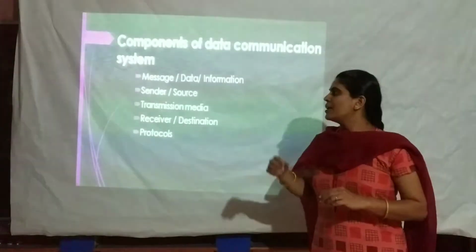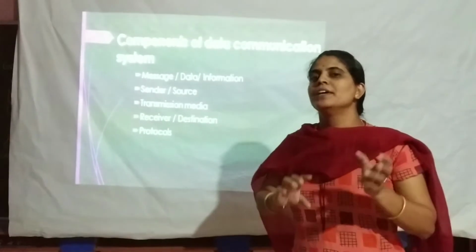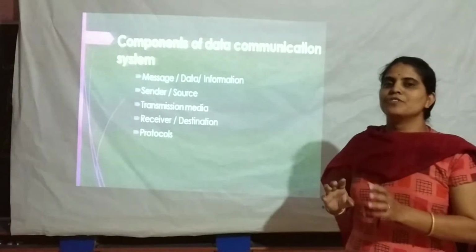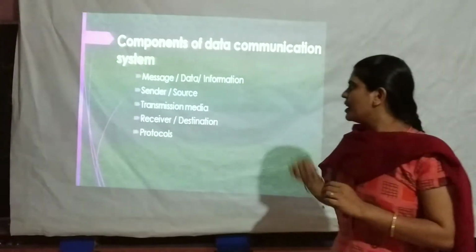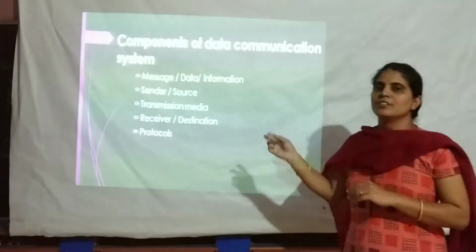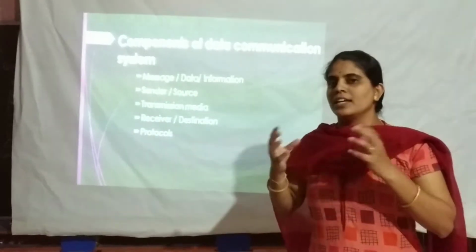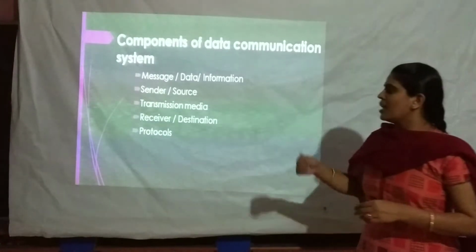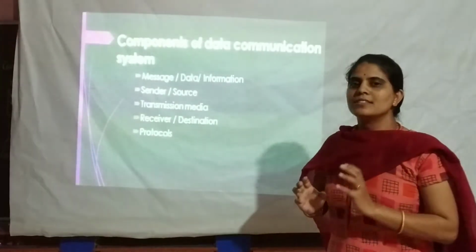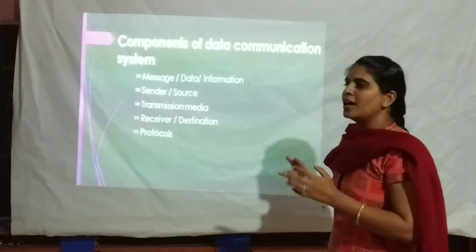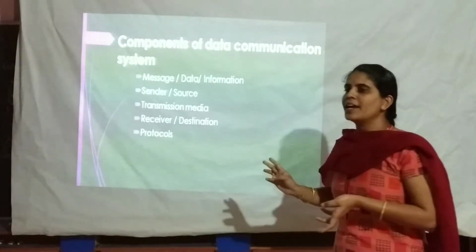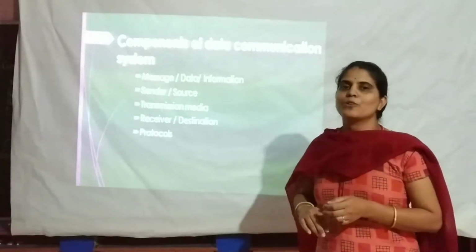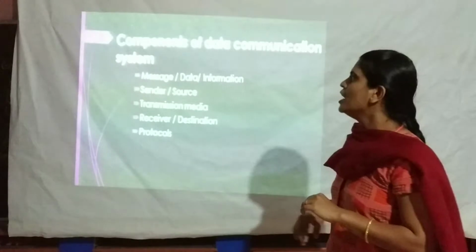Third one is a transmission medium. Transmission medium is a carrier for the data which is to be transferred from one point to another point. Another one is a receiver, also called the destination. The receiver is a device which accepts the data sent by the sender. Last one is a protocol. The protocol is nothing but a rule. Without this, the two communicating parties cannot communicate. They can be connected, but they cannot communicate. So we need to use these protocols for compatible communication between the two devices.